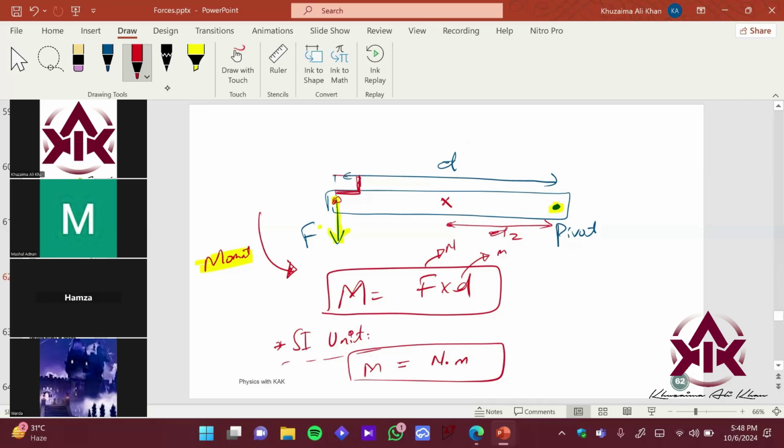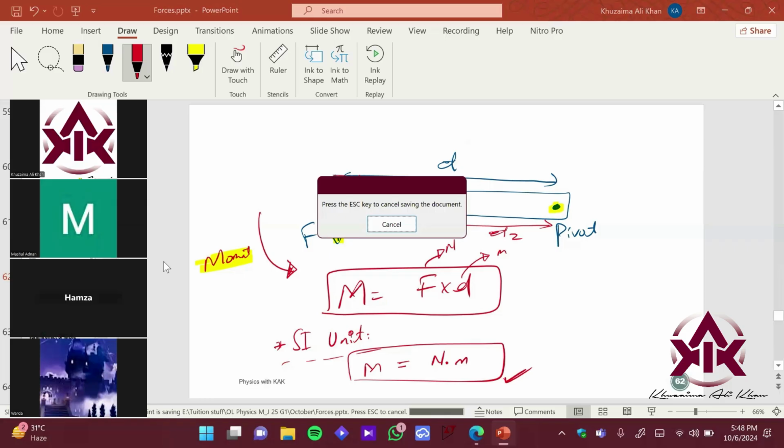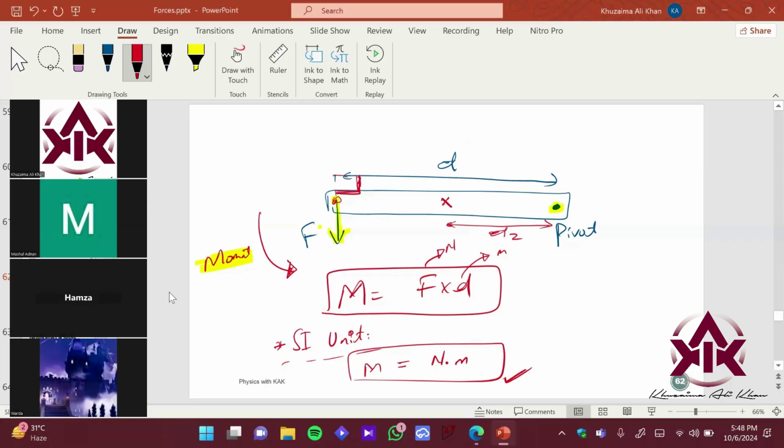Then you derive the SI unit of moment. Force is measured in newtons, distance is measured in meters, so the moment SI unit is Newton meter. Does that make sense to you guys? I believe it does. If it is clear till now on the moment section, give me a thumbs up. Now I'm going to move on to the next part.